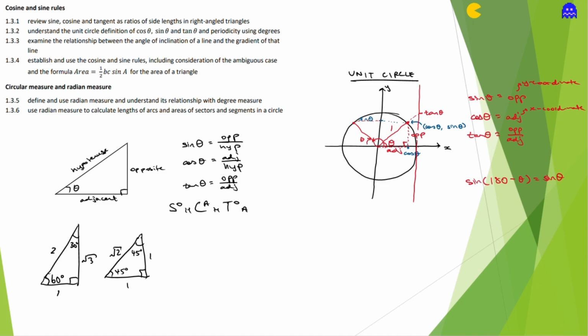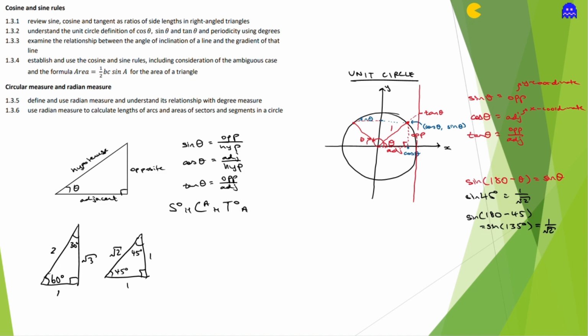For example, if we have sine of 45 degrees, we know from this triangle over here that sine 45 degrees equals 1 over root 2. That means that sine of 180 degrees minus 45, which is sine 135 degrees, will also be equal to 1 over root 2.